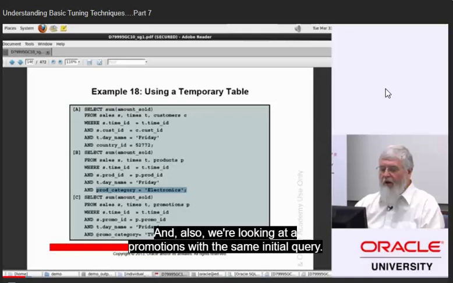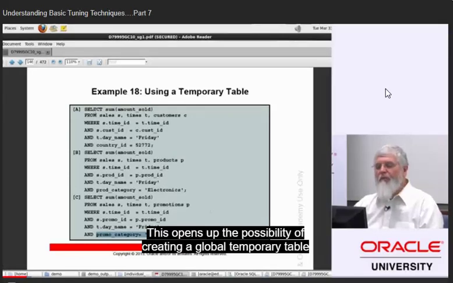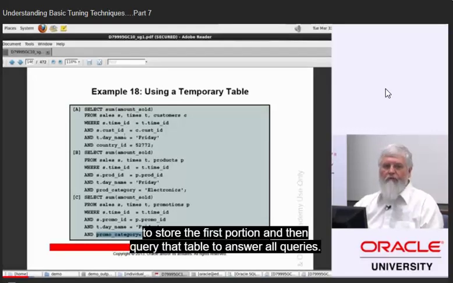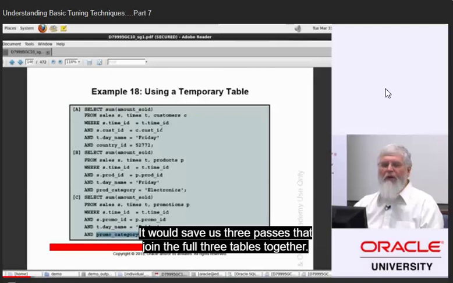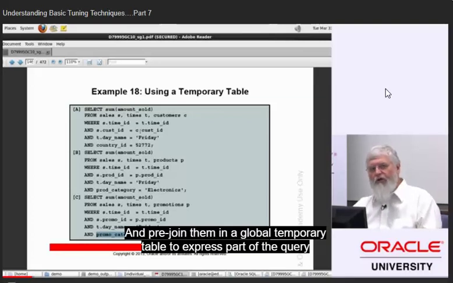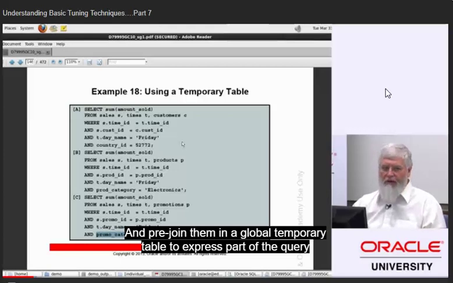This opens up the possibility of creating a global temporary table to store the first portion and then query that table to answer all queries. It would save us 3 passes that join the full 3 tables together, and pre-join them in a global temporary table to express part of the query and add the extra predicates afterwards. So let's have a look at these. We have some demo output to have a look at them.